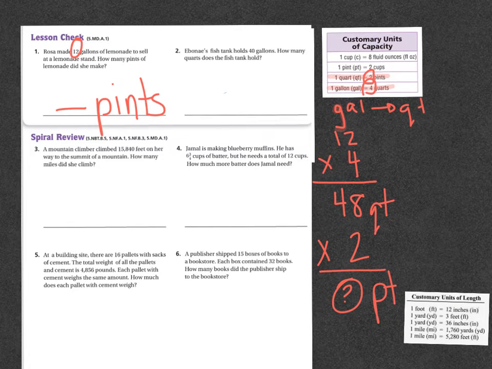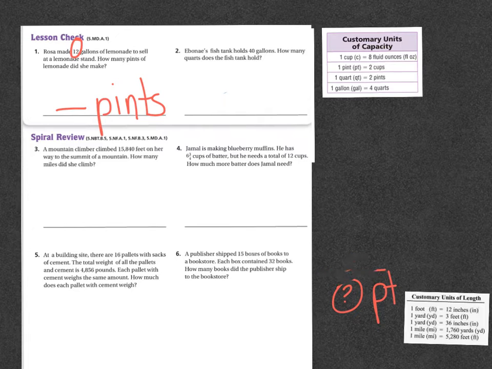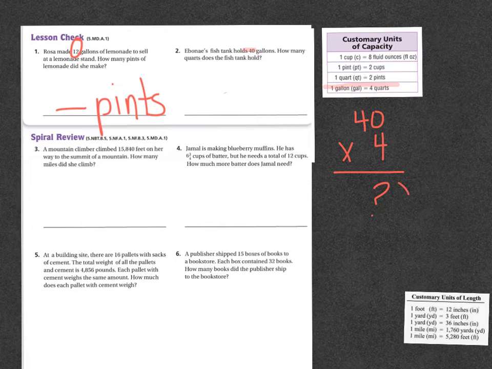All right, moving on to number 2. Ebony's fish tank holds 40 gallons. How many quarts does the fish tank hold? Okay, so we need to go ahead and refer back to the chart. We are going from gallons to quarts. Oh, look at that, nice and easy. So we're going to take our 40 gallons, and because we're going from large to small, we're going to multiply. And your answer, your product, will tell you how many quarts.